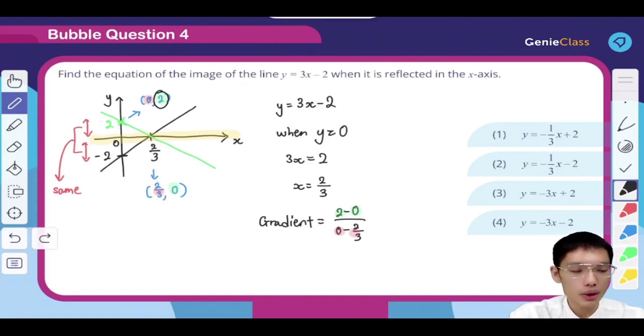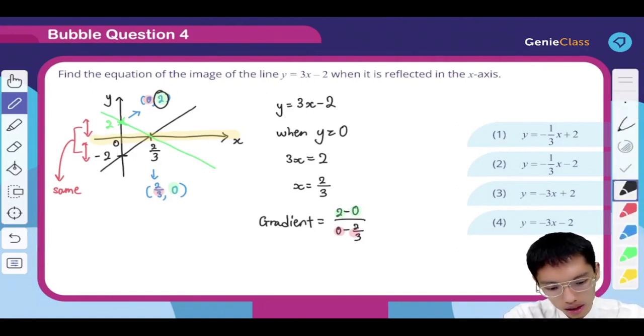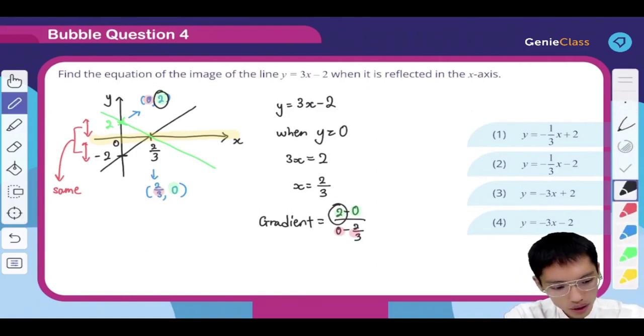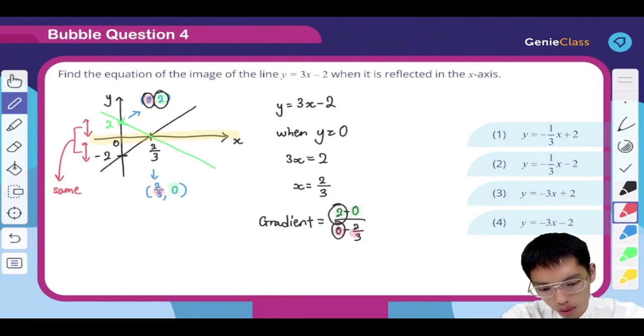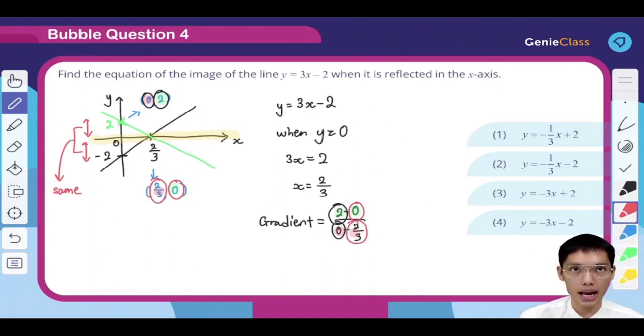Okay, x2, x1, so let me just go back again. So this is x2, and this is y2, so therefore this is y2, and henceforth this is x2. Similarly, y1, y1, x1, x1. Column wise, just take note they have to be in the same manner for the subscript. Any questions so far?